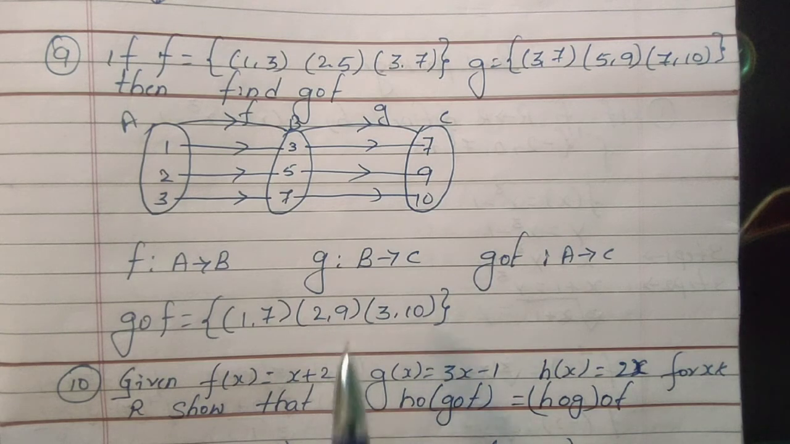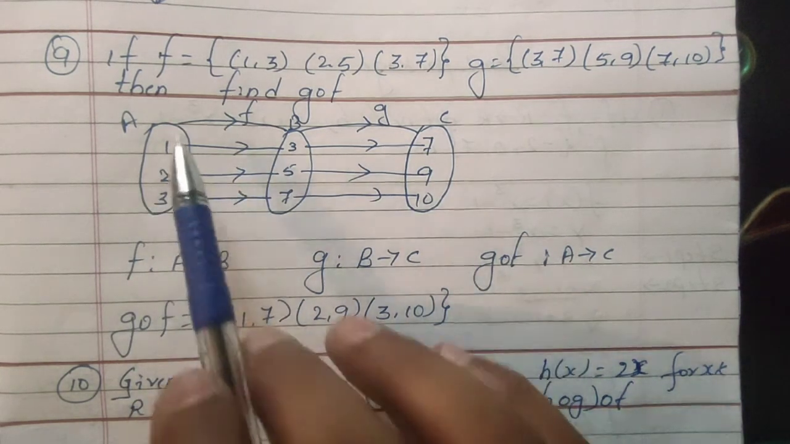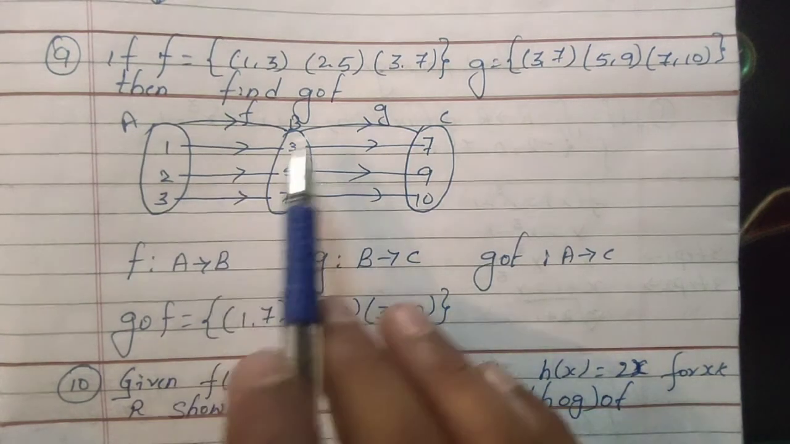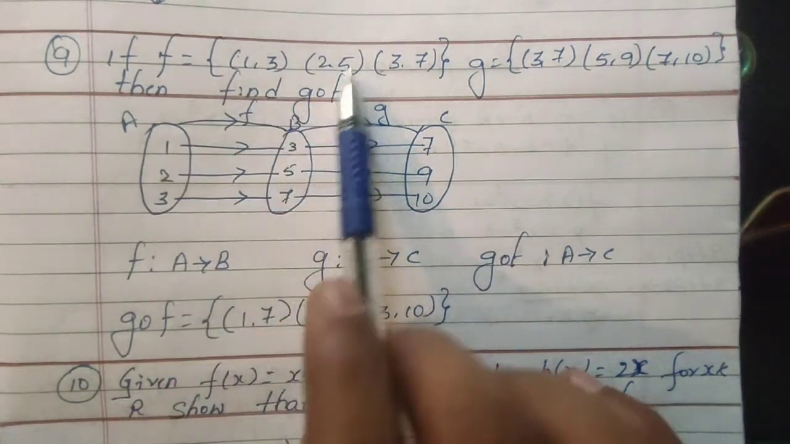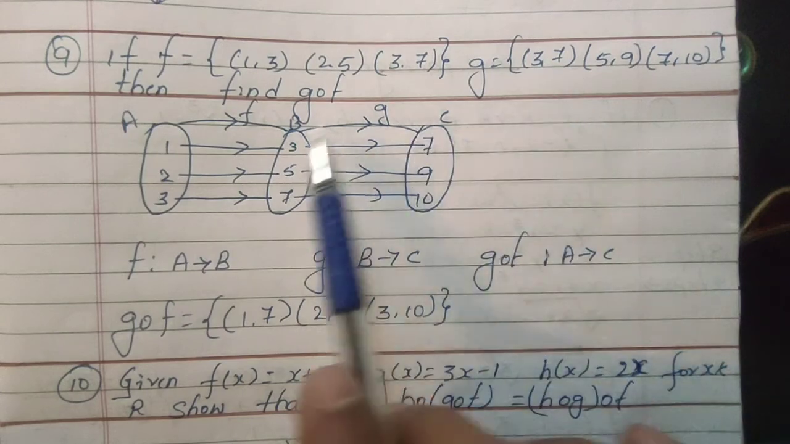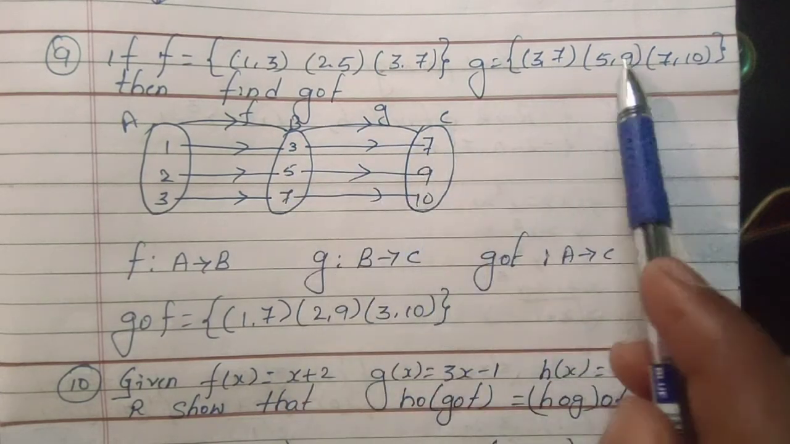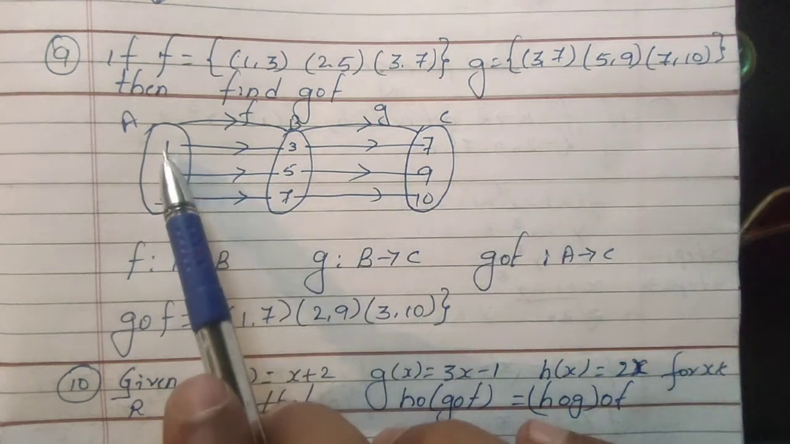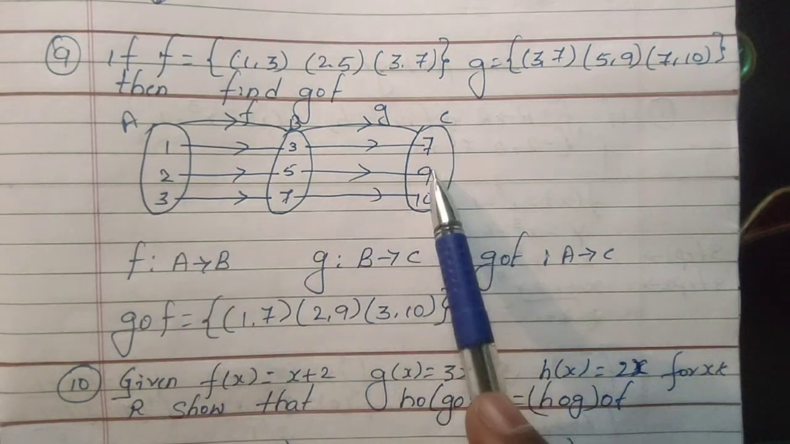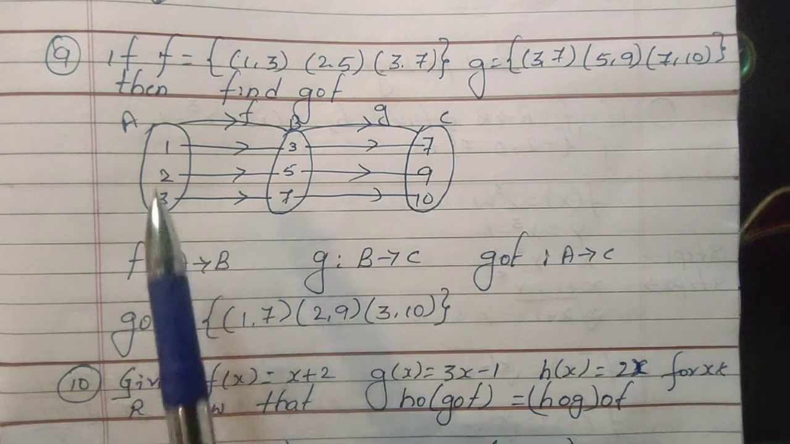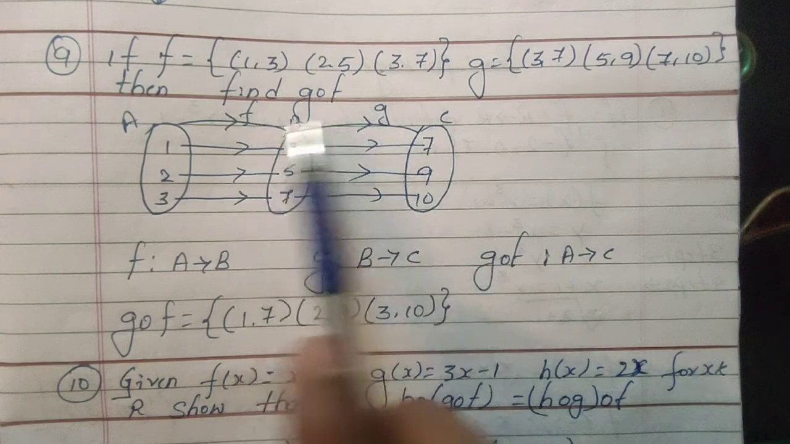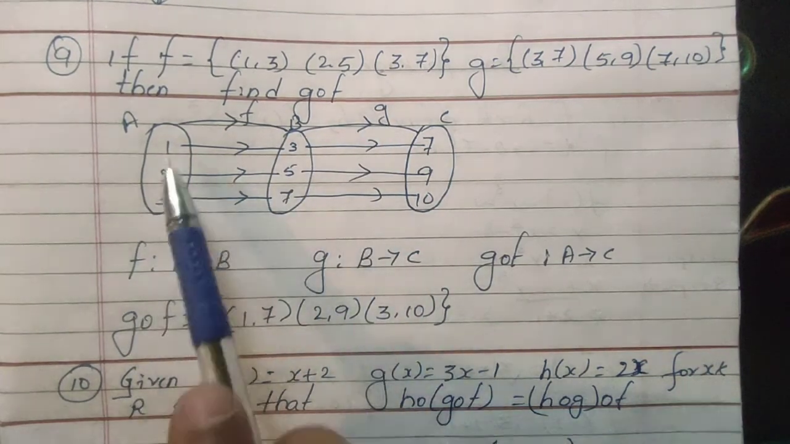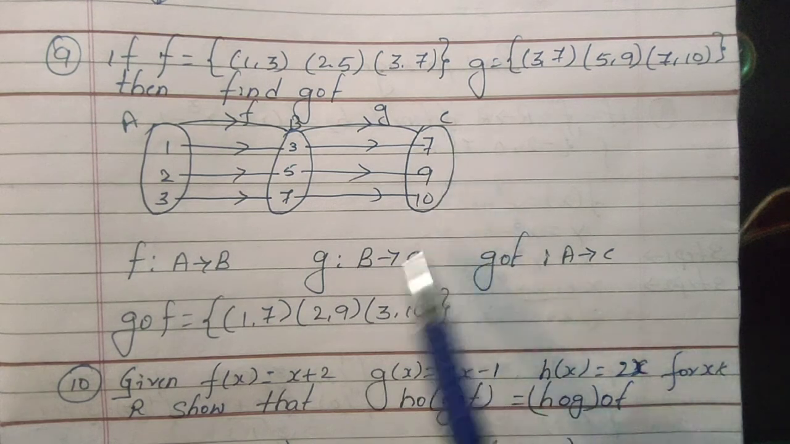Now a to c means the domain will be 1, 2, 3 only. Remember, just map these two, you will get the answer directly. 1 is related to 3, 2 is related to 5, 3 is related to 7. Now 3 is related to 7, 5 is related to 9, 7 is related to 10. So input is 1, 2, 3. Your output is 7, 9 and 10. So when input is 1, output is 7; 2, 9; 3, 10. That is what you get when you combine these two functions, denoted by g o f: input is 1, 2, 3, output is 7, 9, 10.